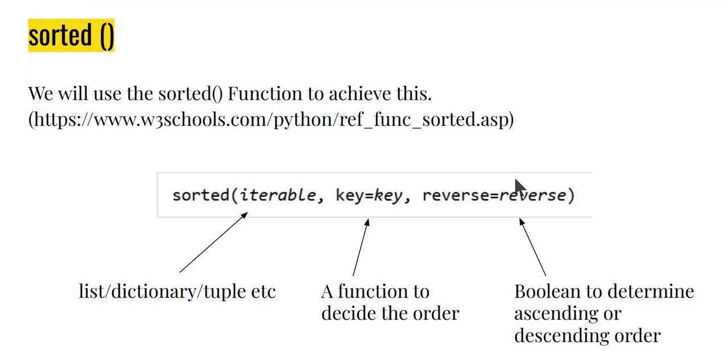Recall the basic syntax of a sorted function is that we provide an iterable. Now in this case, the iterable is a list whose items are dictionaries, so it's a list of dictionaries. Key is a function, an optional argument, that runs on every item so that we can decide how the sorting happens. And finally, reverse is a boolean, which either goes in ascending order or descending order. For this video, the focus is on this key.